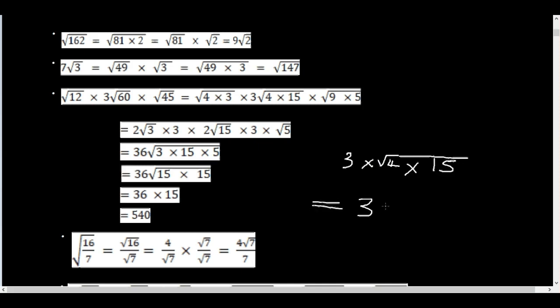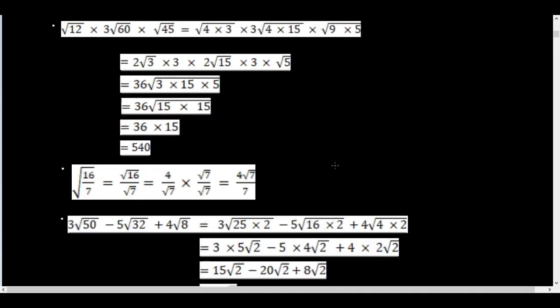Then multiplying all the whole numbers, 3 times 2 times 3 times 2, we get 36. Then under the square root sign we have 3 times 15 times 5, which we have collected from the surds. Then we eventually end up with 36 square root of 15 times 15. Then using the above properties, we know that if you are multiplying the same number under the square root sign, you get that number. 15 times 36, therefore we get 540.